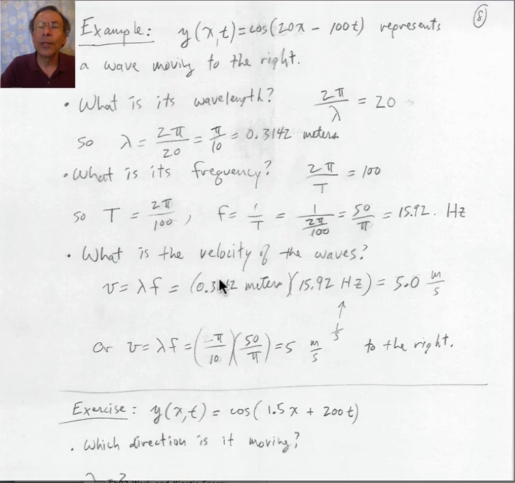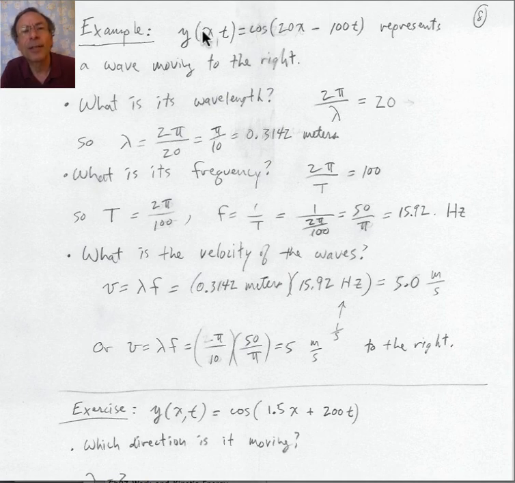Now, even if you don't completely understand it, you can still use these formulas, and that's what's going on in this example. In my example, y, which is a function of position and time, happens to be described by this wave, 20x minus 100t. Maybe as a homework or exam problem, I'll ask you to tell me, what is this wave? Maybe draw a picture of it. You're going to have to figure out certain stuff about it.